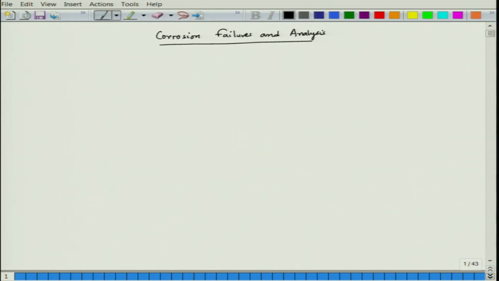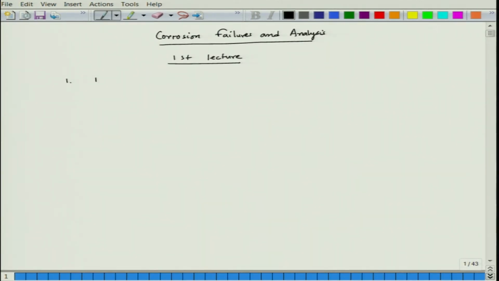And the main intention is to improve the durability of the metallic or alloy components or engineering structures, and just to make sure that the corrosion effect is minimally felt. Now, this is the first lecture, and in this lecture we will try to discuss few things.